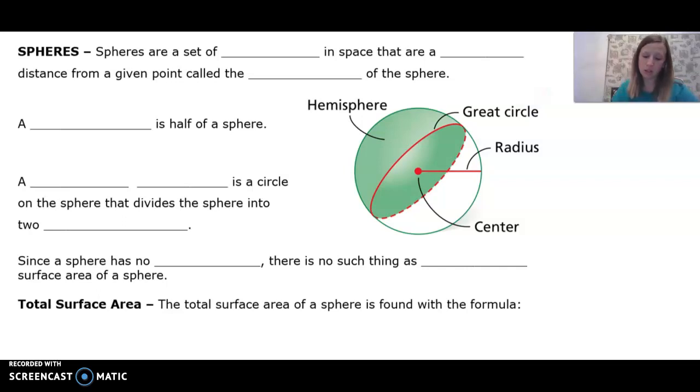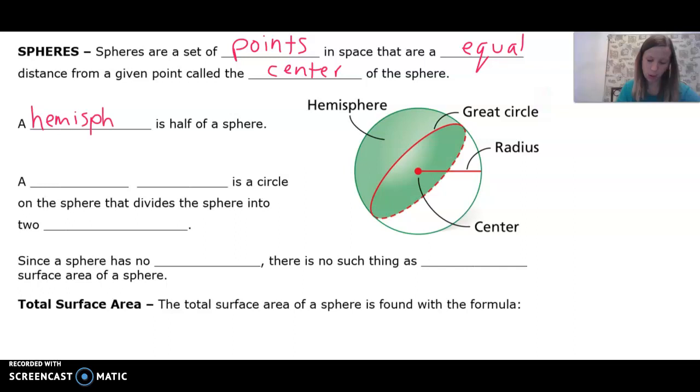Spheres are a set of points in space that are equal distance from a given point that's called the center of the sphere. Basically, all these little points that make up a sphere are all the same distance from the center of the sphere. Half of a sphere is called a hemisphere.